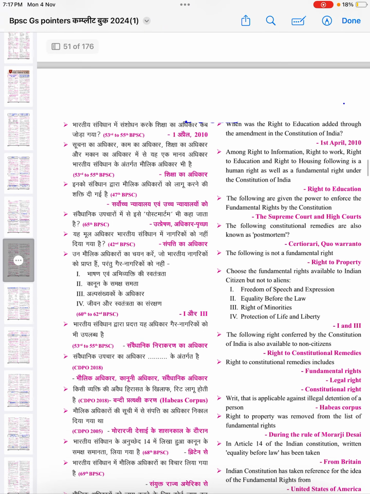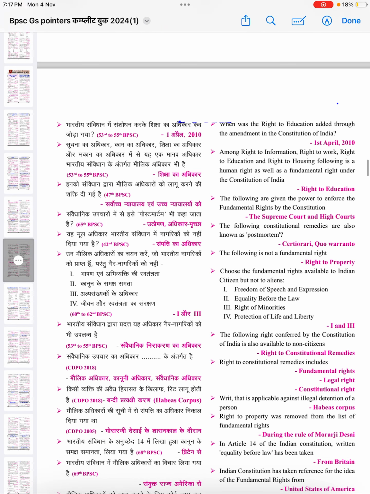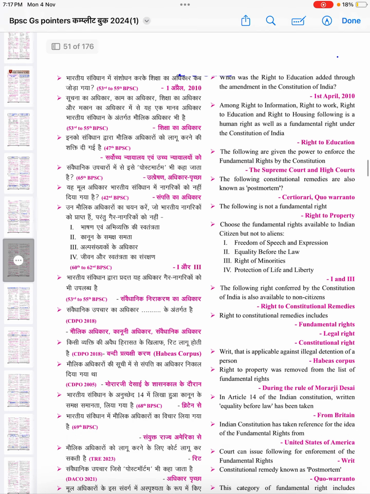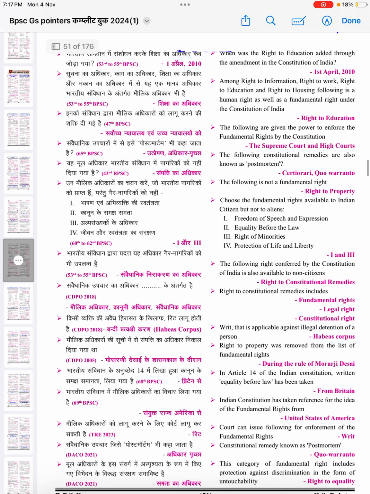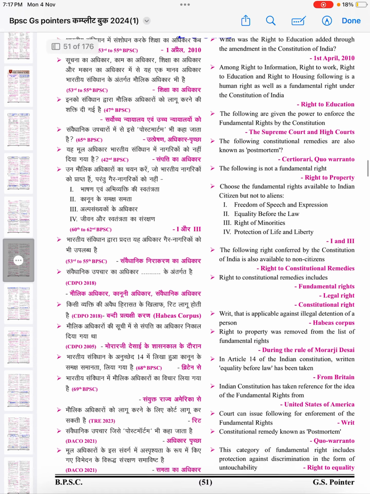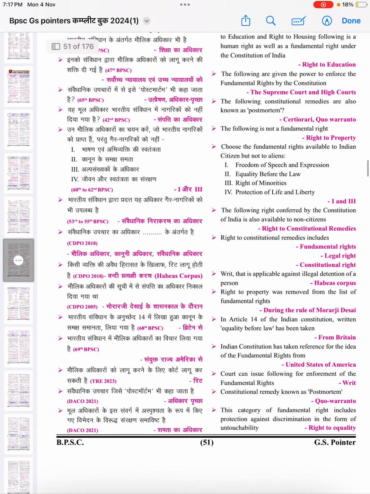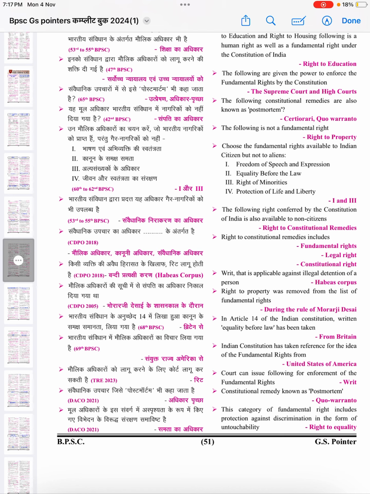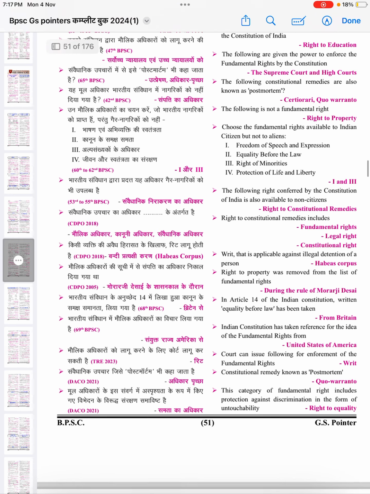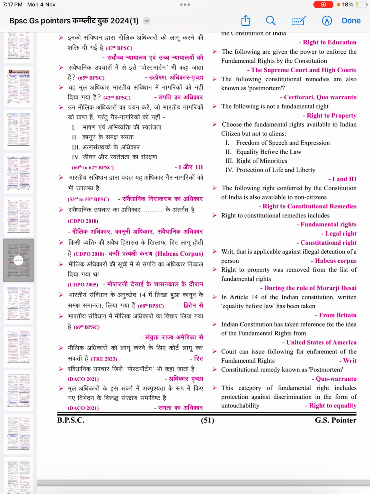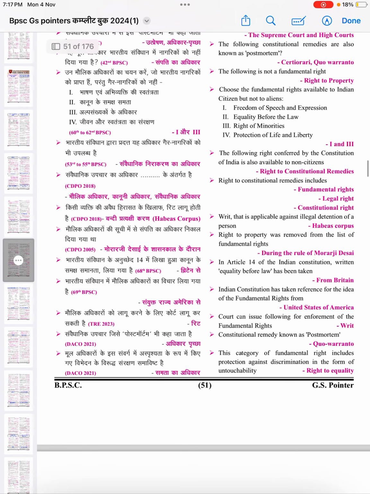When was the right to education added through an amendment in the Constitution of India? 1st April 2010. Among right to information, right to work, right to education and right to housing, the following is a human right as well as a fundamental right under the Constitution of India: right to education. The Supreme Court and the High Court are given the power to enforce fundamental rights by the Constitution. The constitutional remedies are also known as habeas corpus, certiorari, quo warranto. The following is not a fundamental right: right to property.